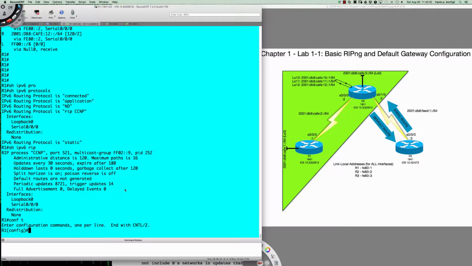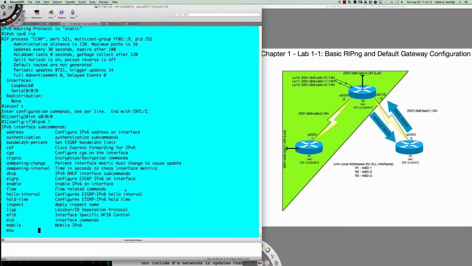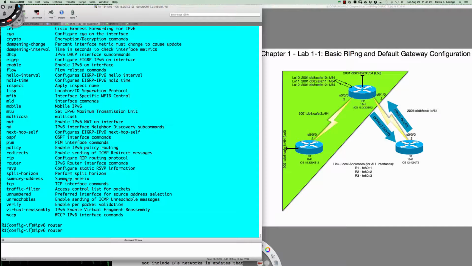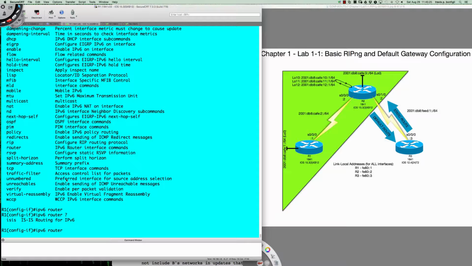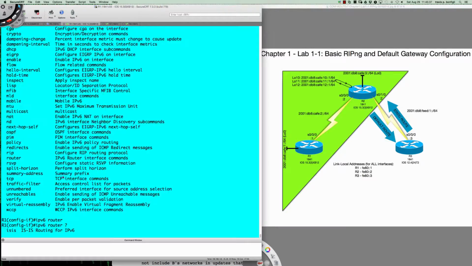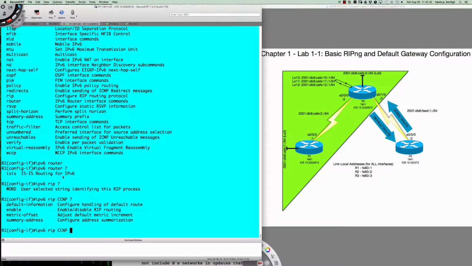So let's go ahead and go into global config, and go into interface serial 0/0/0 and say IPv6. Now I've got a lot of choices here, and RIP is one of those choices. Now router is also another choice. If I say router and do question mark, the only option here is for ISIS, right? And stay with me here for a second because there's a reason I'm doing this. If I say IPv6 RIP, it wants me to identify the process name, which is CCNP, and I say CCNP question mark, take a look at the options I have.